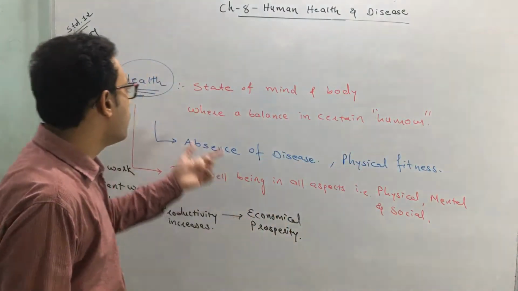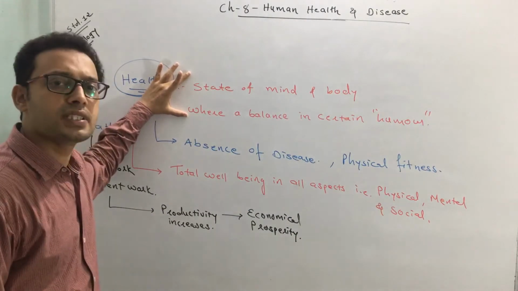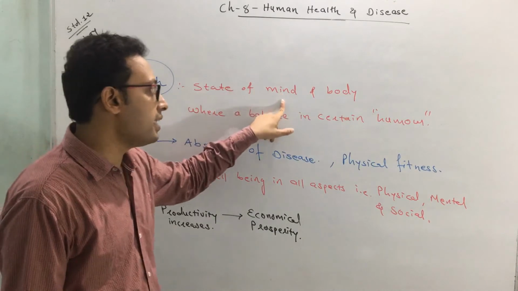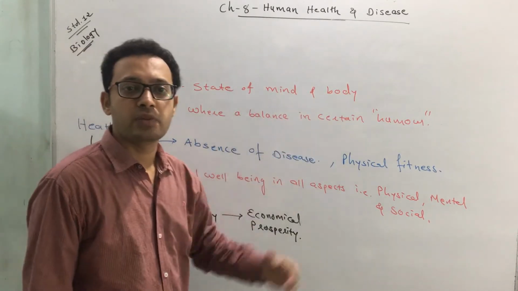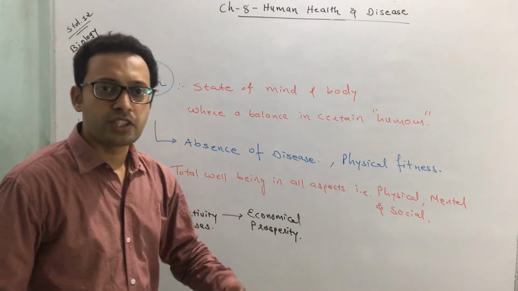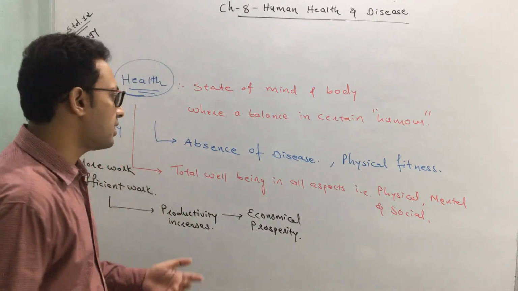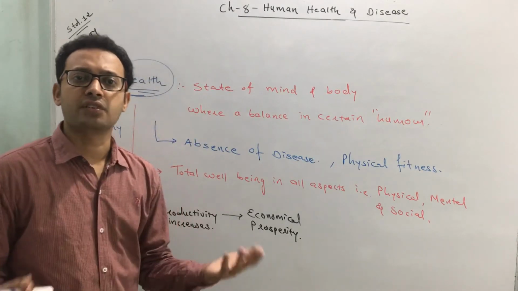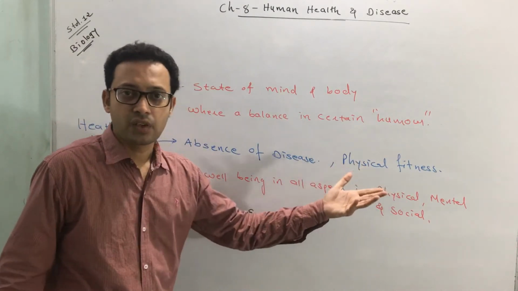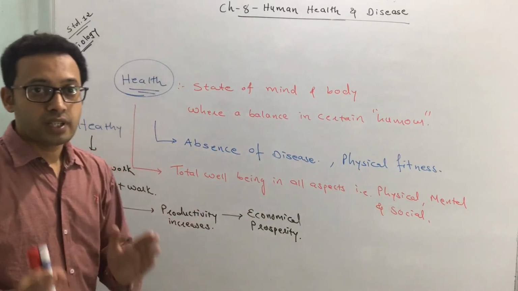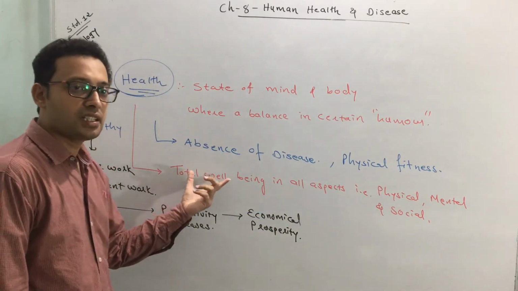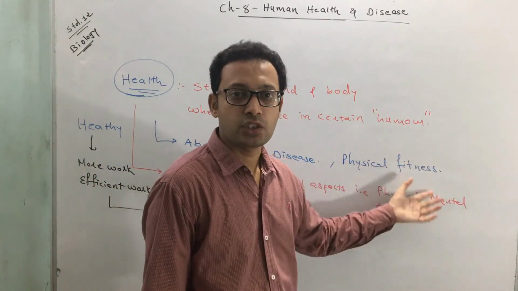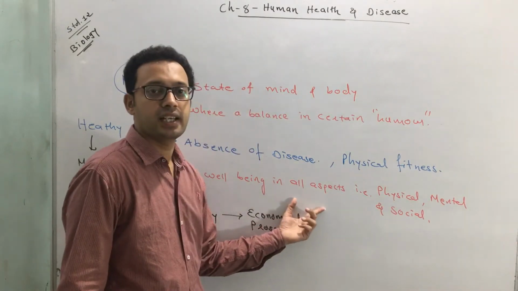So I again repeat, what is health? According to the old systems of Ayurveda and the Greek system, health is a state of mind and body where a balance between certain humors occurs. Now, in the new conception in the minds of people in society, they believe that health is just the absence of disease or just physical fitness, and we consider them healthy. But now the actual definition of health is total well-being in all aspects: physical, mental and social. This is really considered as healthy.